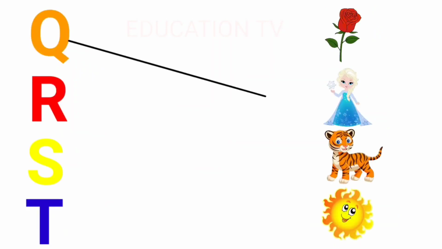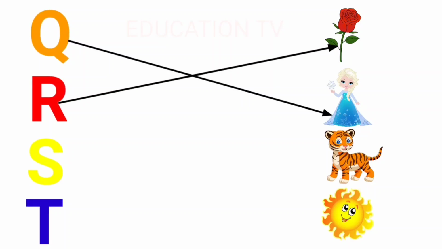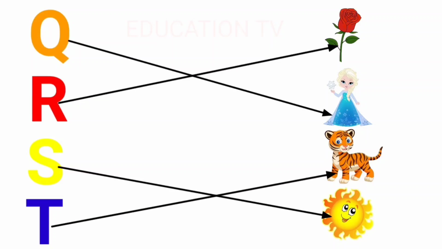Q for queen. R for rose. S for sun. T for tiger.